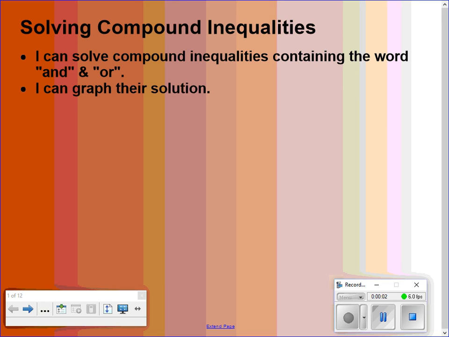In this lesson, we're going to be looking at compound inequalities. By the end, you should be able to solve compound inequalities that contain the words "and" or "or", and graph their solution using a number line.